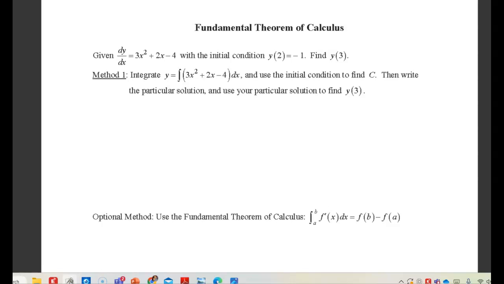So in number 1, it says given the derivative with initial conditions y of 2 equals -1, find y of 3. So this is a fundamental theorem of calc problem where you are given an initial condition, you want to find a new value, and you need to use the equation you have. So option 1 is to integrate the derivative. So you integrate the derivative, and that gives you the antiderivative, and then you would find its upper and lower bounds.